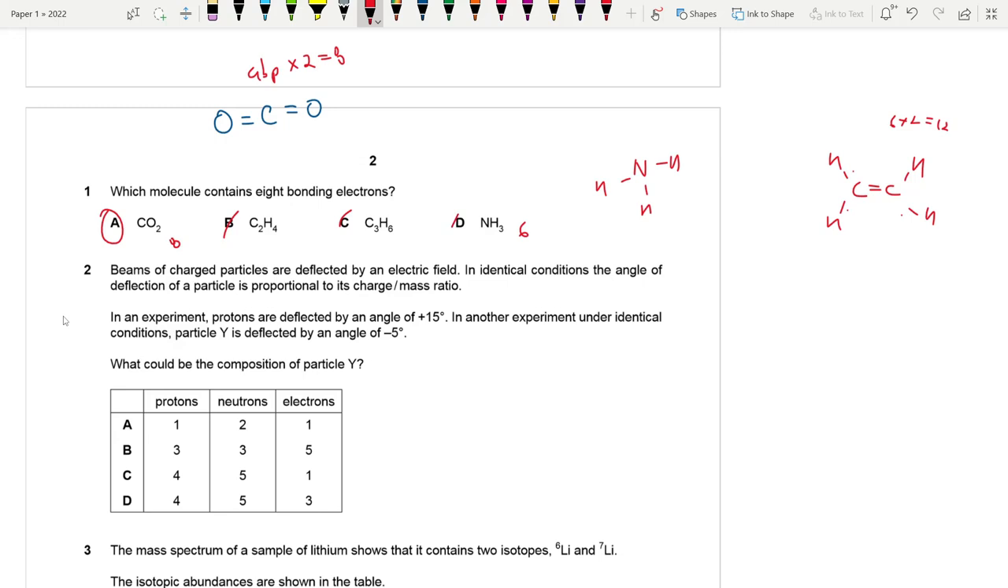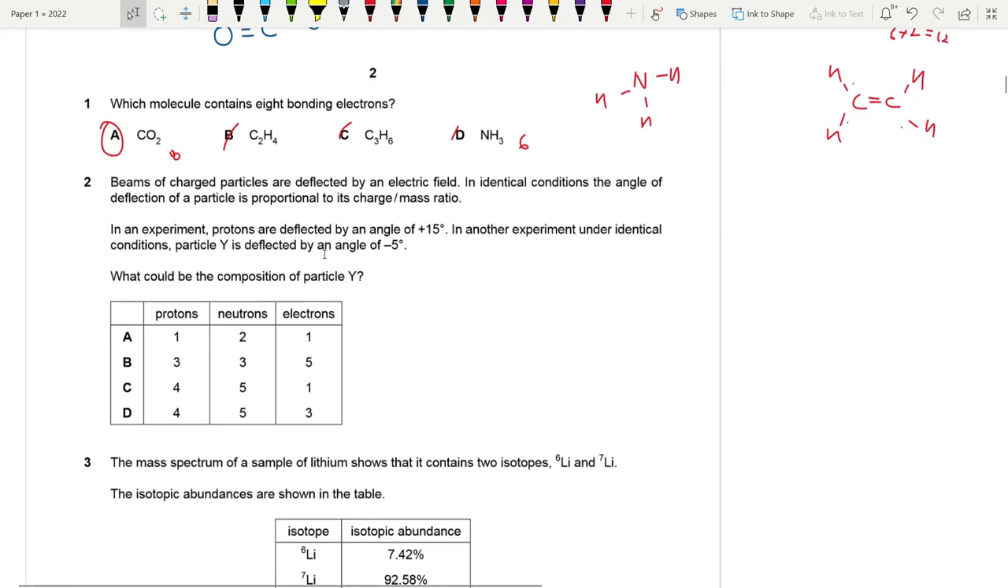Number 2. Beams of charged particles are deflected by an electric field. Okay, in identical conditions, the angle of deflection of a particle is proportional to its charge by mass ratio. In an experiment, protons are deflected by an angle of 15. In another experiment, under identical conditions, particle Y is deflected by an angle of minus 5. Interesting. What could be the composition of particle Y?